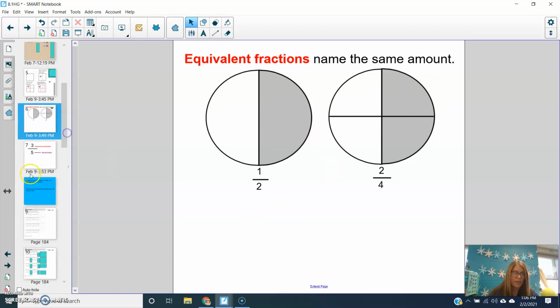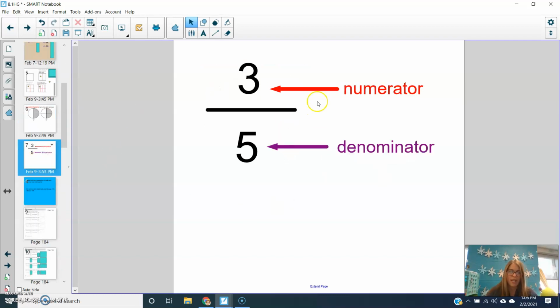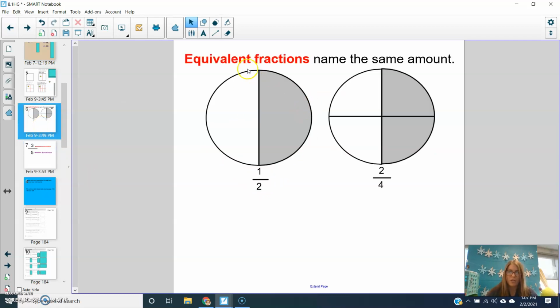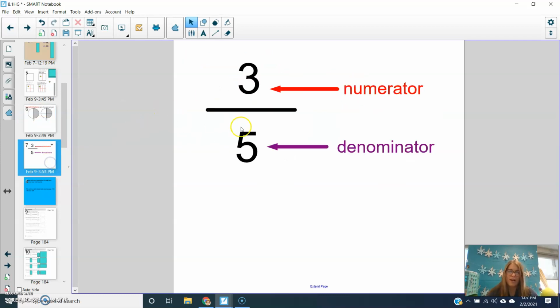Another term that we're going to hear when we talk about fractions is the top number is going to be called the numerator. Can you say that? Numerator. And the bottom number we call the denominator. Can you say that name? Denominator. So the terms that we talked about: equivalent fractions, that means that they are the same, they are equal. Our numerator is our top number, our denominator is our bottom number.